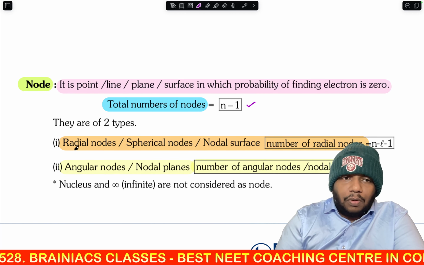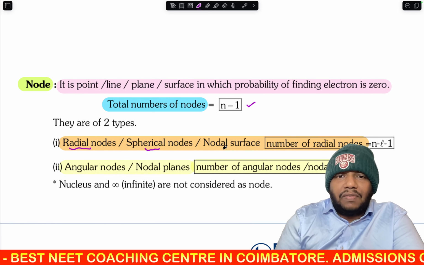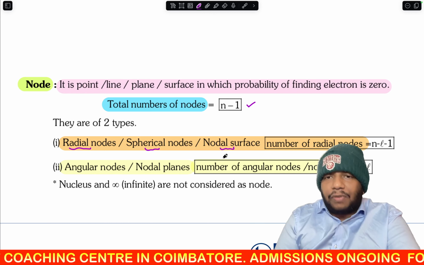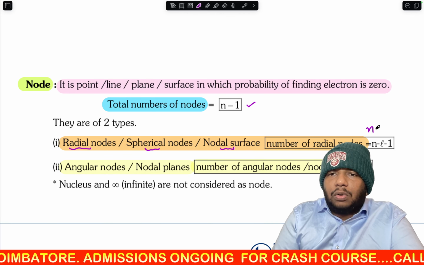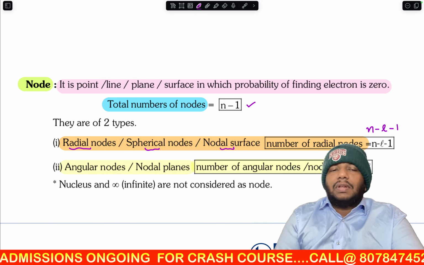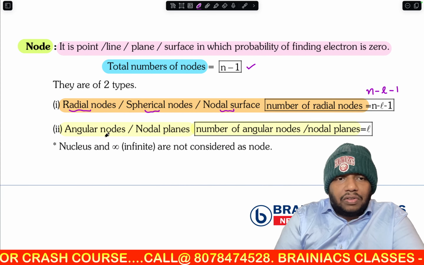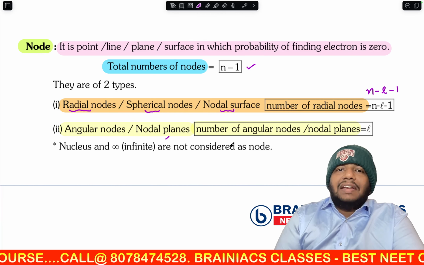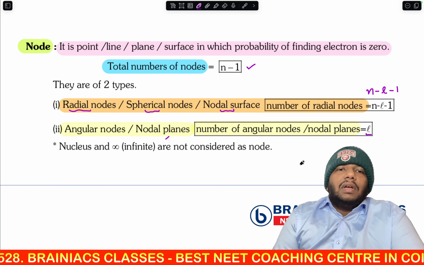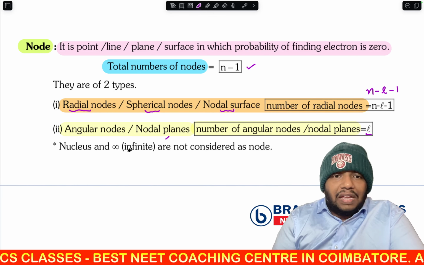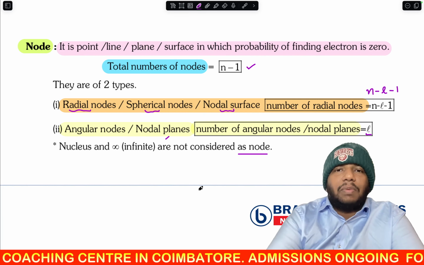There are two types of nodes. One is called radial nodes. It can be called spherical nodes or even nodal surface, and the number of radial nodes, spherical nodes or nodal surfaces is equal to n minus l minus 1. And please remember, there is another type called angular nodes. Angular nodes are also called nodal planes, and the number of angular nodes or nodal planes is equal to the l value. And please understand, the nucleus or infinite distance are not considered as nodes. Very, very important. This you need to remember.